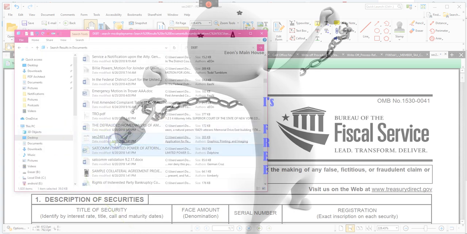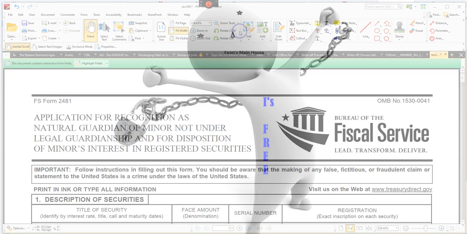I'm just going through. This is 2018. I just typed in debt sample collateral agreement. Okay, project. All right, I'm just going through old files. This file has been on my system since 2018.